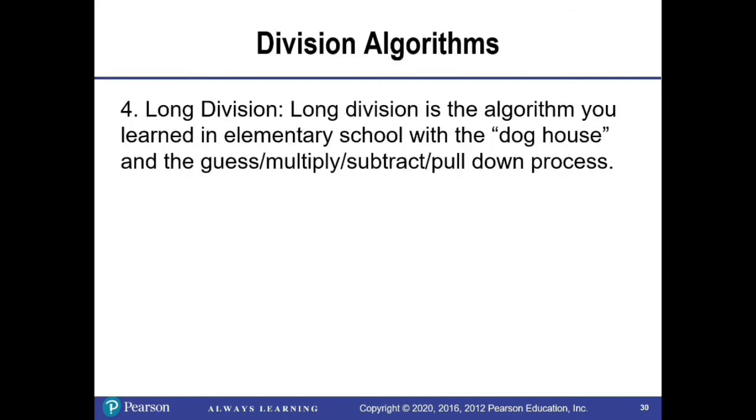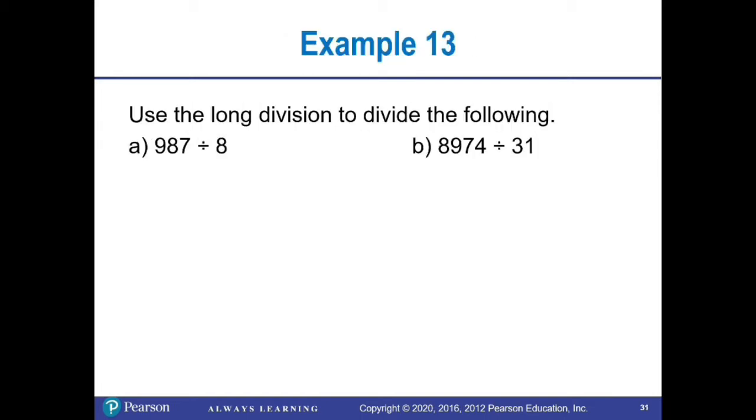Our next algorithm is long division, which is probably the algorithm that you learned in elementary school with what many people call the doghouse. And guess, multiply, subtract, pull down. We're going to divide 8 into 978. Well, 8 goes into 9 one time. 1 times 8 is 8, so I have to subtract 8. 9 minus 8 is 1. Now bring down the next digit, which is an 8.